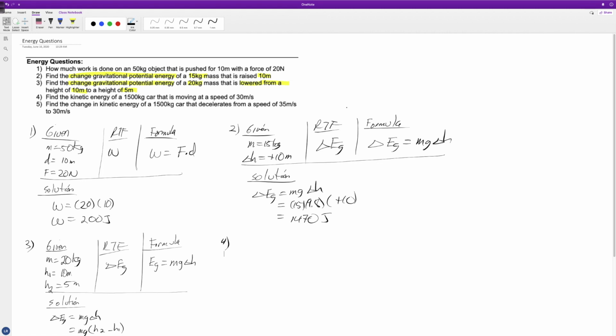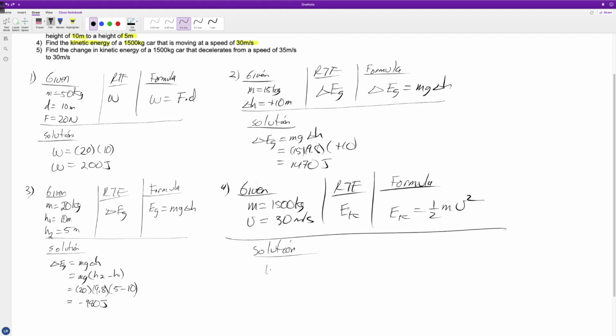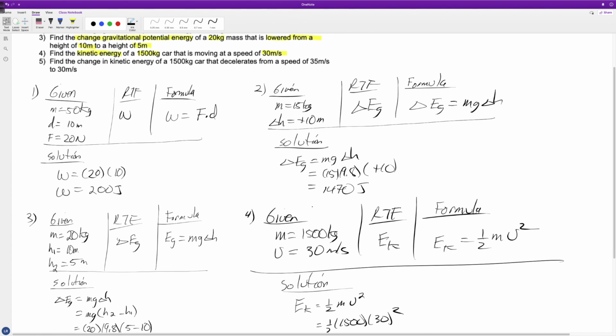All right, let's take a look at question 4. So this time we're trying to find the kinetic energy of a 1,500 kilogram car that is moving at 30 meters per second. So the mass is 1,500 kilograms and the speed is 30 meters per second. We're looking for the kinetic energy. Ek is equal to 1/2 mv squared. Substituting in, 675,000 joules.